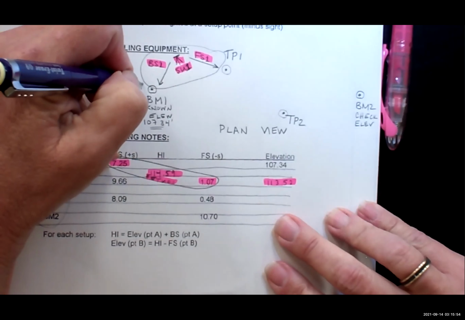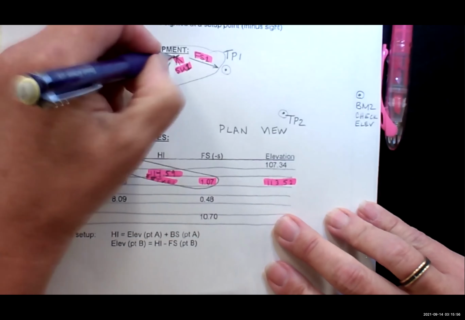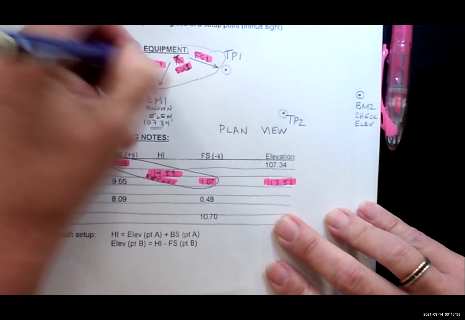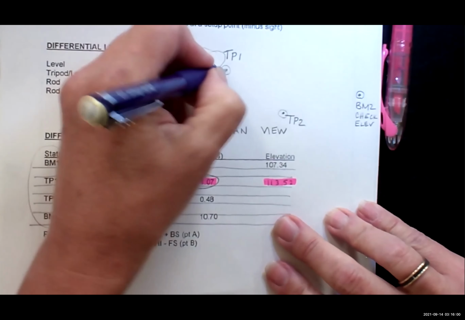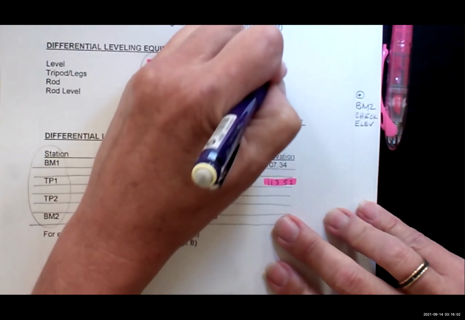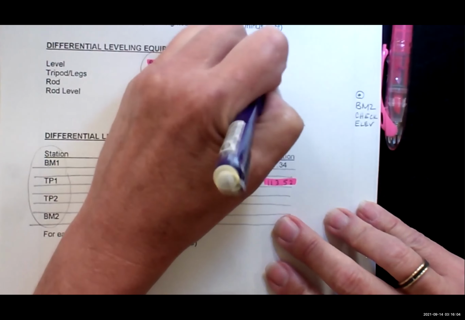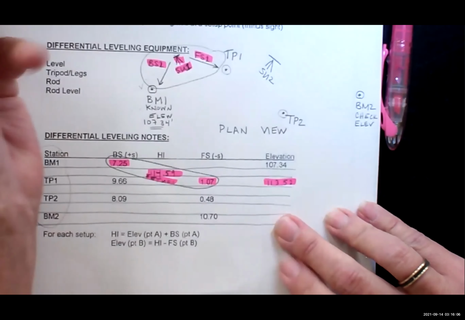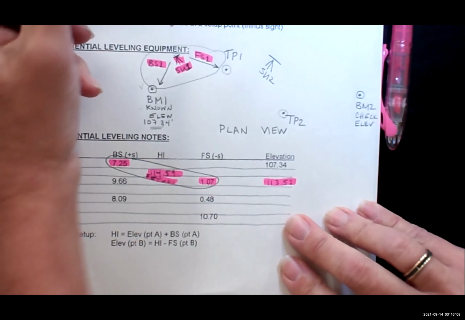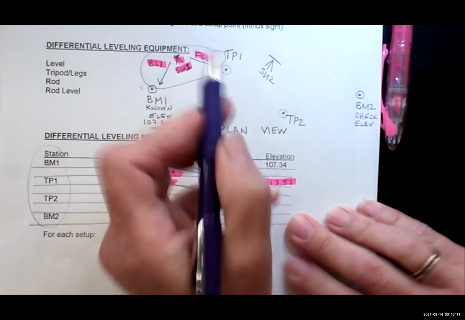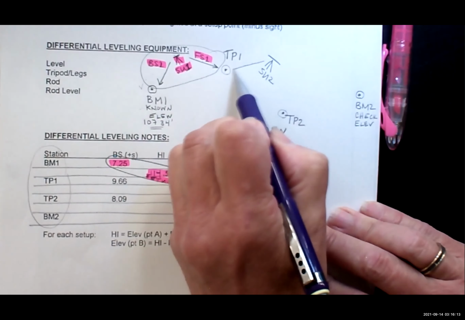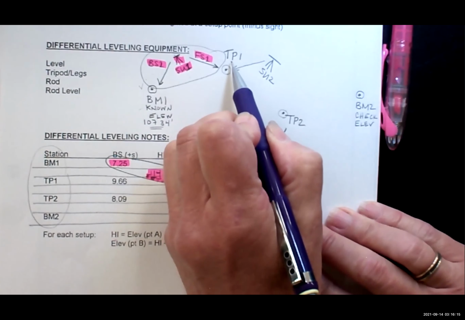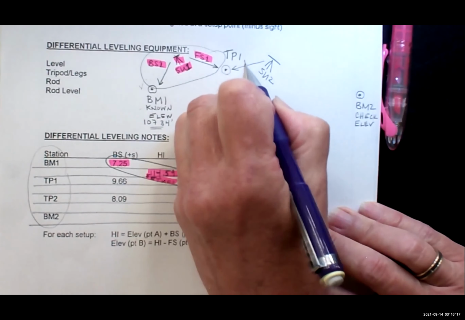Makes sense. Okay, so now I knew the elevation of benchmark 1. I set up my equipment between, took a back sight, took a foresight. Now I know the elevation of TP1, and now I'm gonna do another setup. Setup 2. And Jorge, I'm gonna take a shot on TP1 because I now know its elevation. And what is that shot gonna be called?